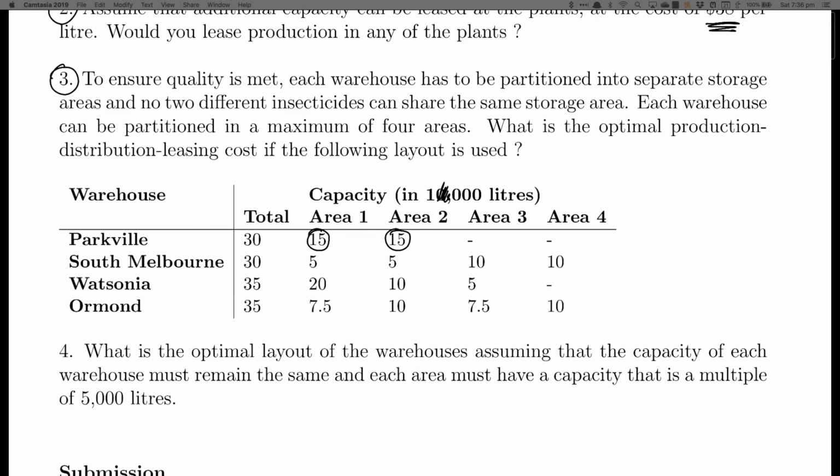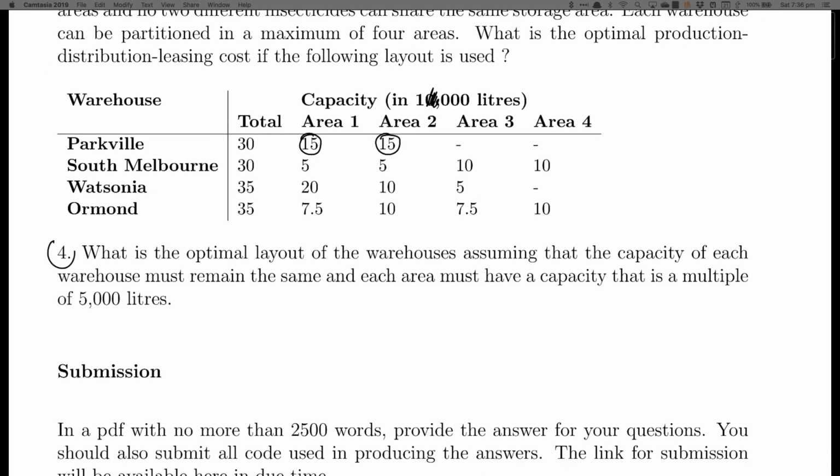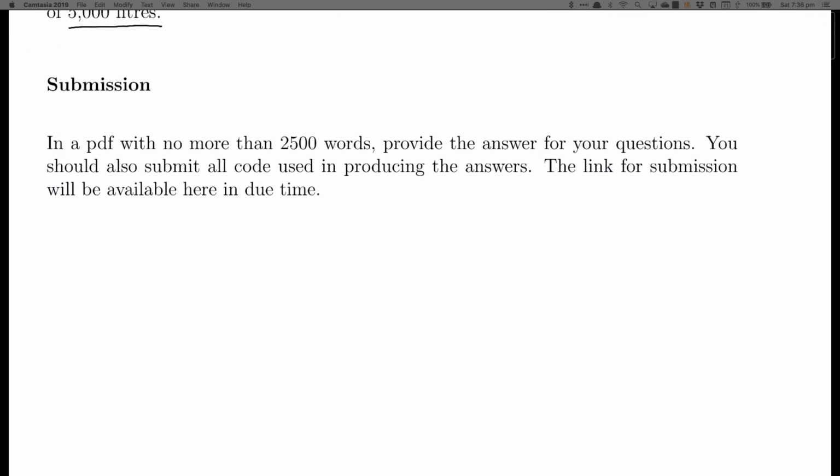That's your question 3. And in question 4, you are asked to design the optimal sizes of these areas, supposing that each warehouse can be partitioned in 4 different areas. And you can partition as you like, as long as each area has a capacity that is a multiple of 5,000 liters.